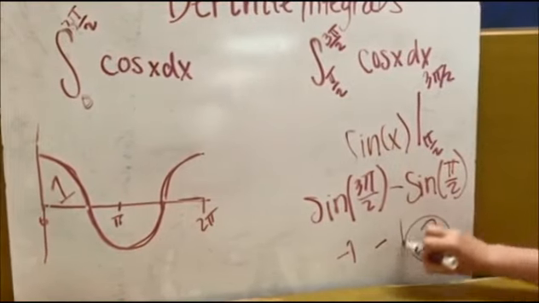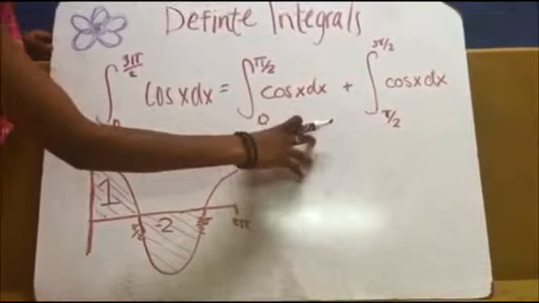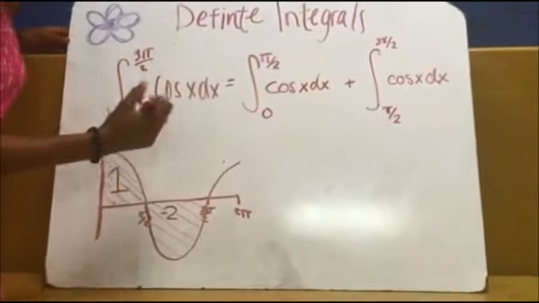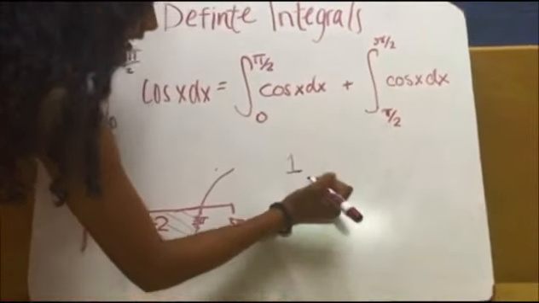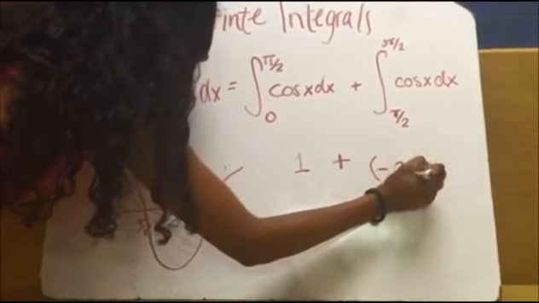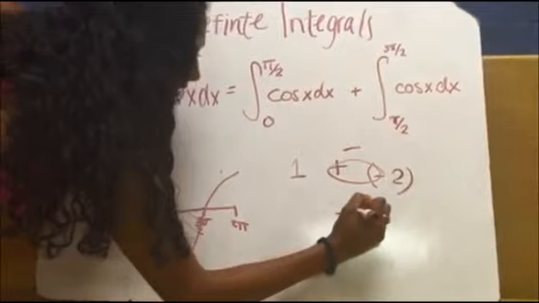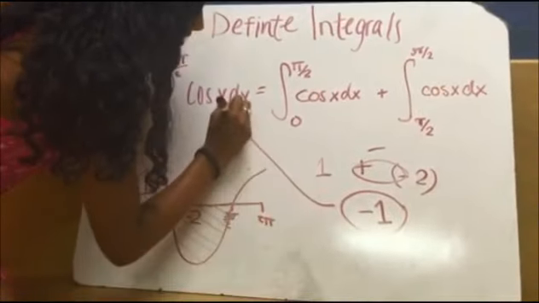Alright, so now that we've found both the values for this integral as well as this, we can add both the values to get the total value of this integral. So we know that this value is equal to 1, and then we just add that to this value, which is a negative 2, making this all a subtraction sign. So this total value is going to be a negative 1, and that will be our final value for this integral.